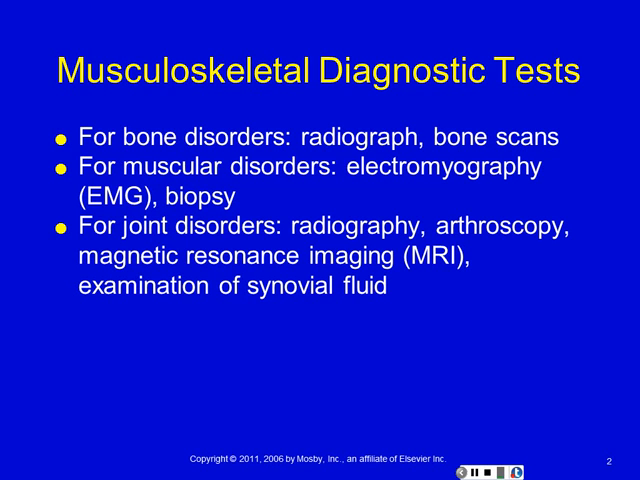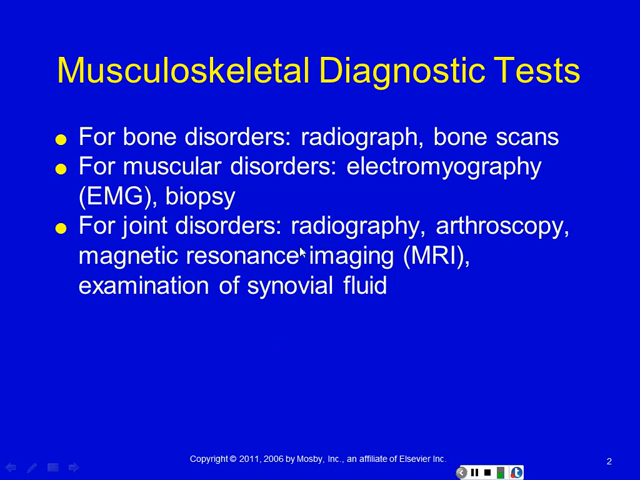Okay. For joints, x-rays again. Arthroscopy is where we take a small little camera and we actually look around inside a joint to see the extent of like osteoarthritis or rheumatoid arthritis.